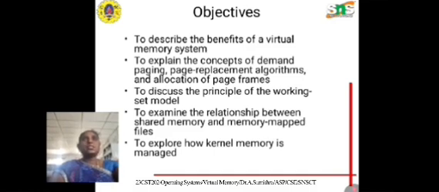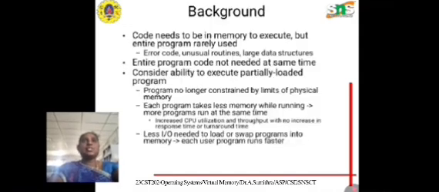The addressing concept is logical versus physical address. The logical address is used by the CPU to access memory, which is a virtual address. The physical address is the actual location in physical memory, that is RAM. Address translation is how the logical addresses are mapped to the physical addresses using hardware like the memory management unit.